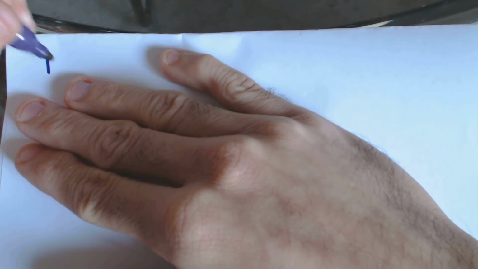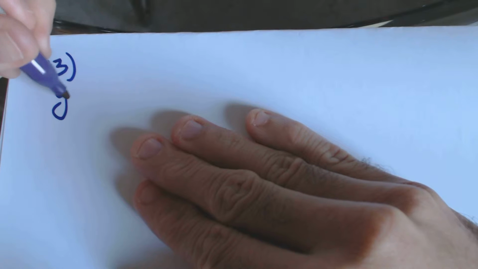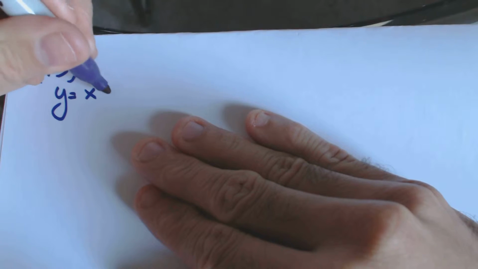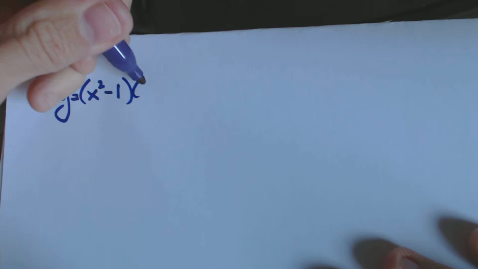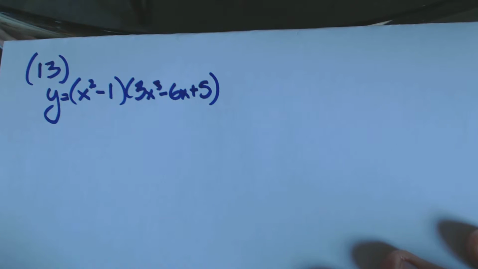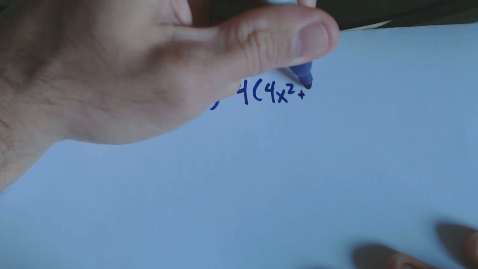Alright, section 10.4 and the quotient rule, problem number 13. So y equals x squared minus 1 times the polynomial 3x cubed minus 6x plus 5, minus 4 times 4x squared plus 2x plus 1.